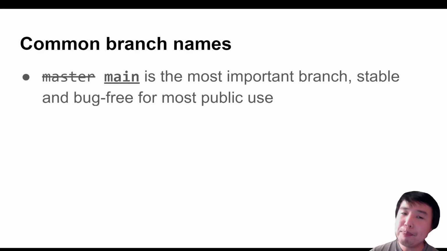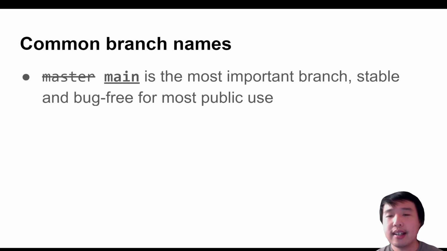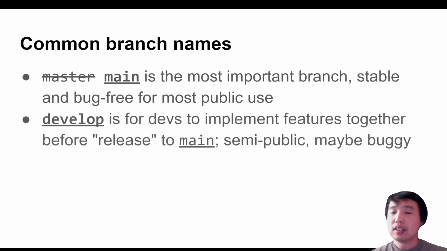And usually the main branch is expected to be stable and bug-free, and it's what most of the public users are meant to be using. But some common other ways people use branching: you might have a branch called develop. And develop is for developers to implement features together before actually releasing it to the public on the main branch. So develop is kind of semi-public.